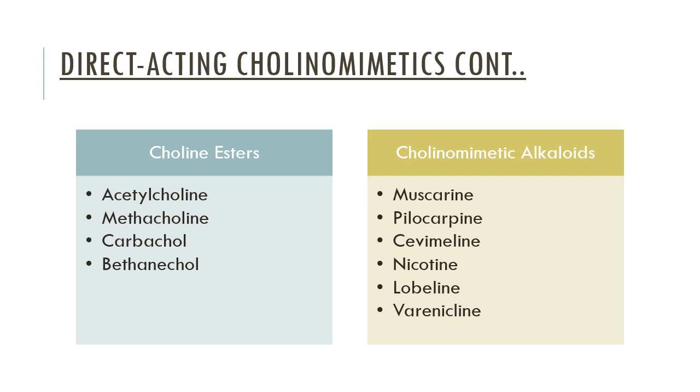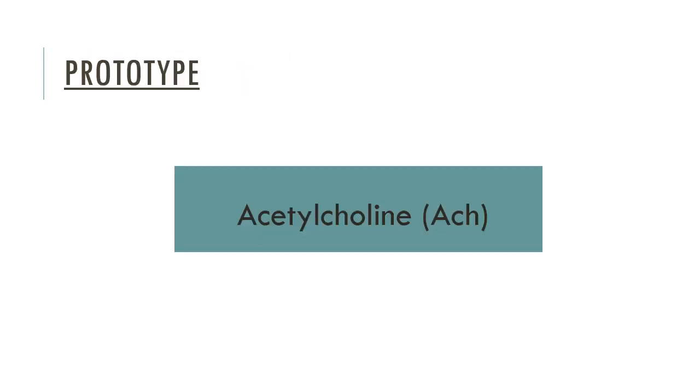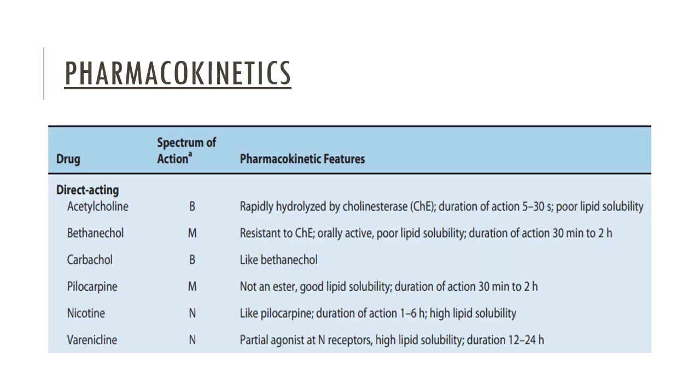Then varenicline is another drug. It is a partial agonist at the nicotinic receptor, so the toxicity of nicotine can be decreased, or if somebody wants to quit smoking, this drug is given to protect from excessive smoking. Varenicline. Again, acetylcholine is the prototype. Then we come to a few lines about the pharmacokinetics.